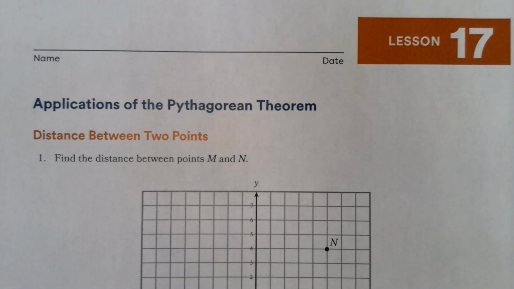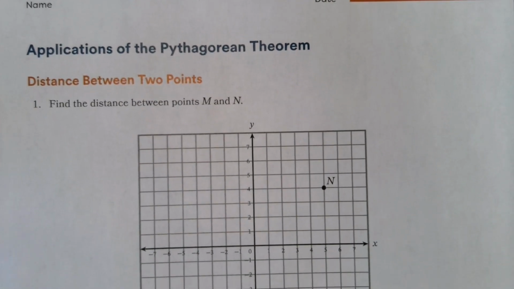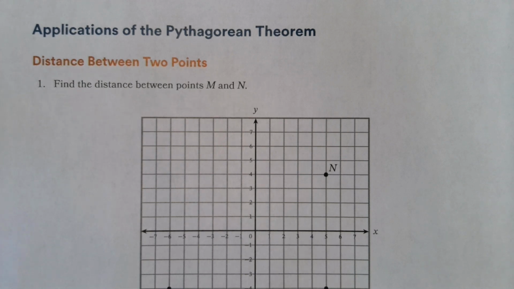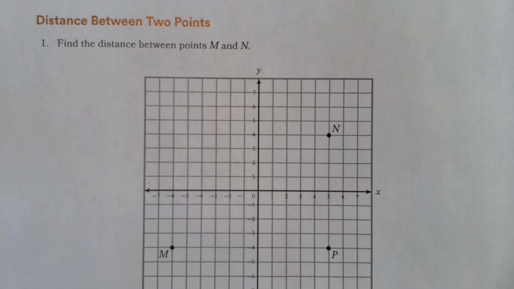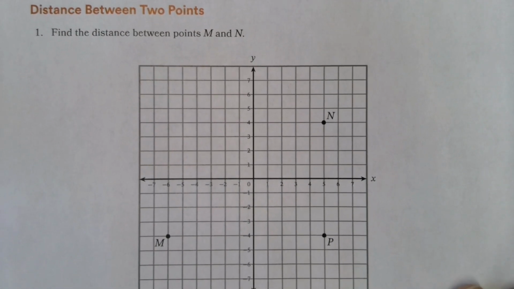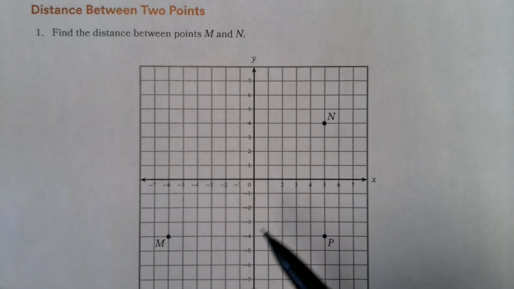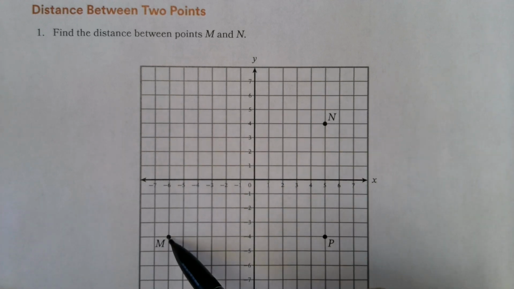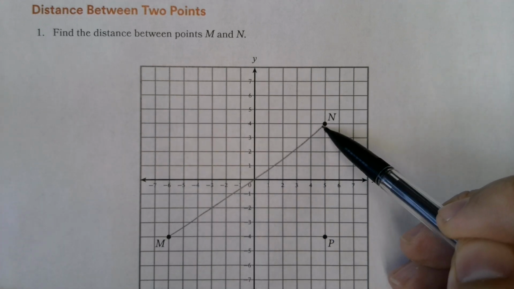This video is over lesson 17 in module 3 for Eureka level 7-8. We're going to be applying the Pythagorean theorem to different situations. The first question we have here is talking about the distance between 2 points, which is something that's been covered previously in a module beforehand. But I want to find the distance between M and N.